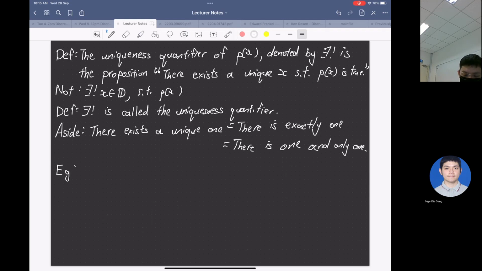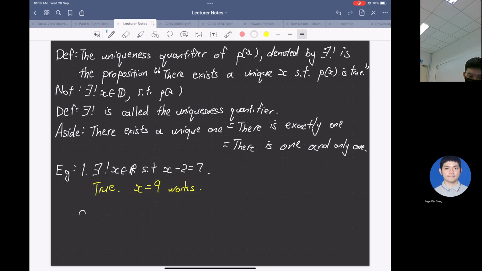Example. There's a unique x in R such that x minus 2 equals 7. True or false? Why? So x equal to 9 works. Only 9 works.